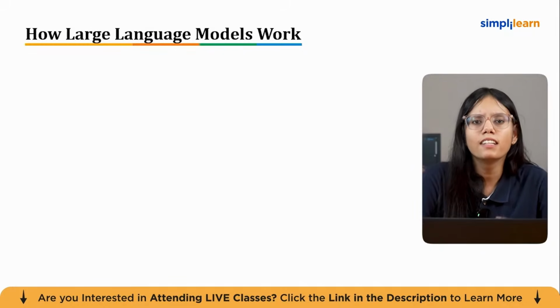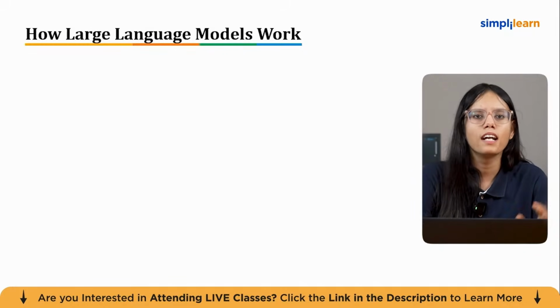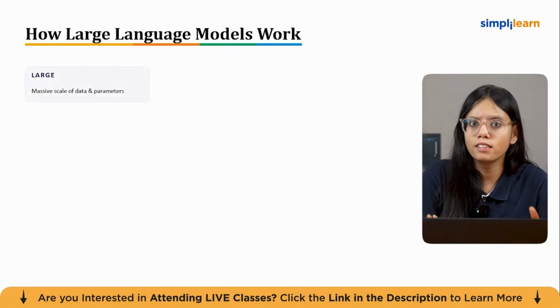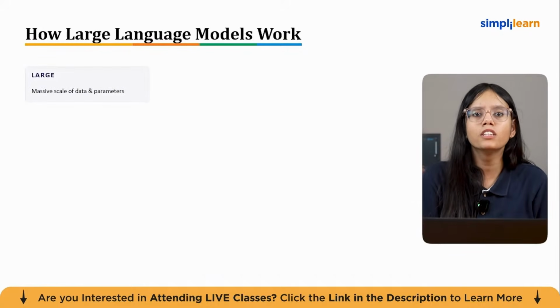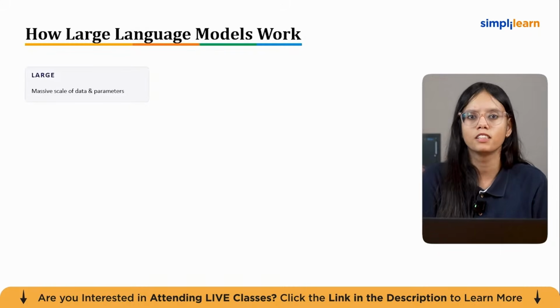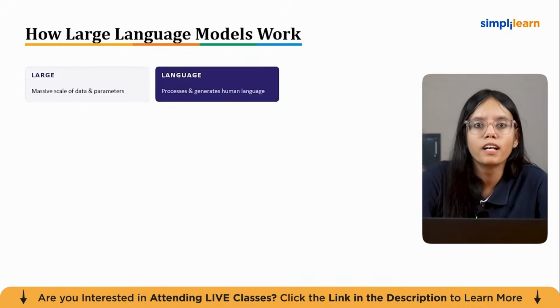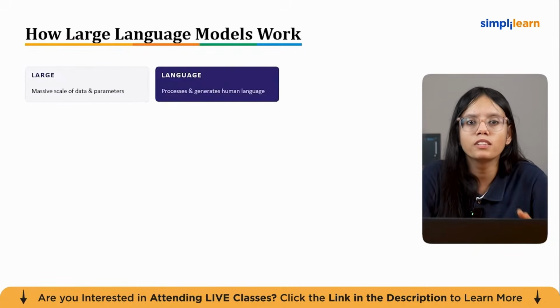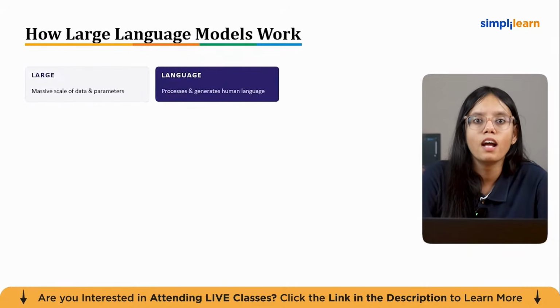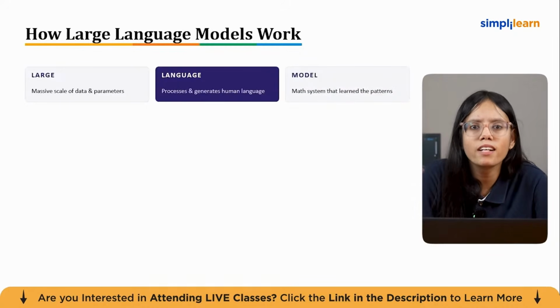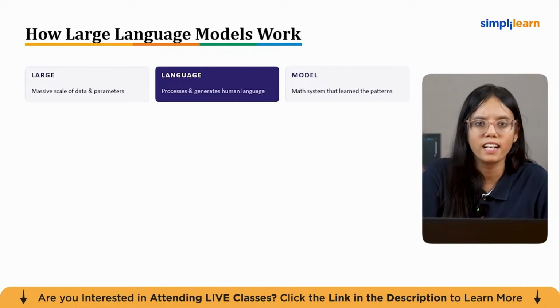Now, let's understand the term large language model, that is LLM. We can break it into three words, where the first word is large. So large refers to the enormous scale of these systems, their training data, computational requirements, and model parameters. Now, the second word is language. It refers to their ability to process and generate human language. And model refers to a mathematical system that has learned patterns and relationships from training data.